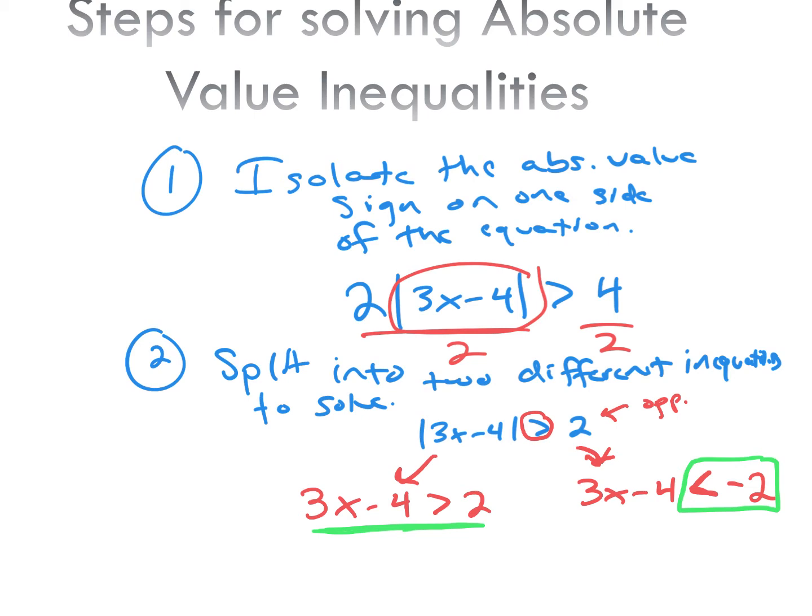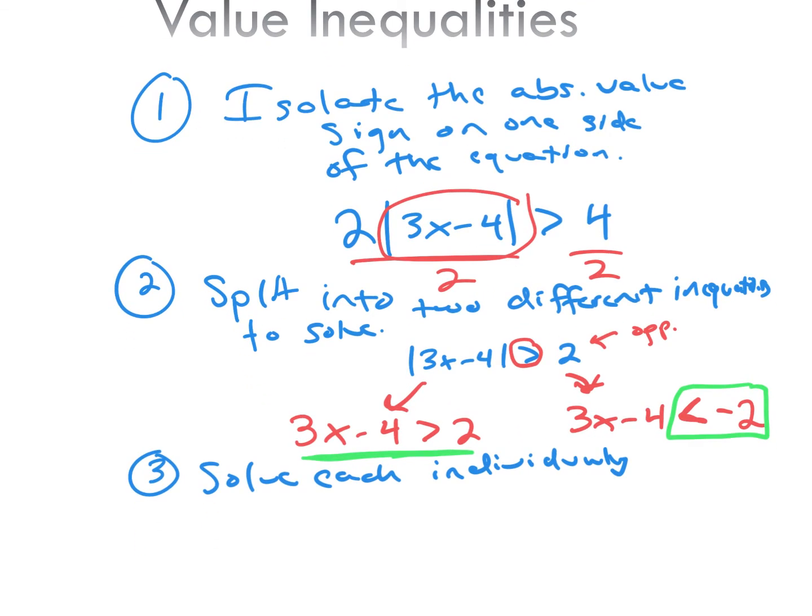And then really the third step, solve each individually. And so in both cases you're going to be solving using the same process. So we'd add 4 and it looks like divide by 3 in these cases. And then the final and fourth step, graph solutions on a number line.